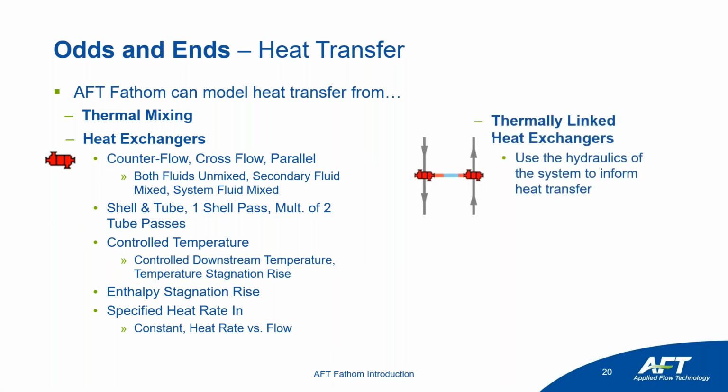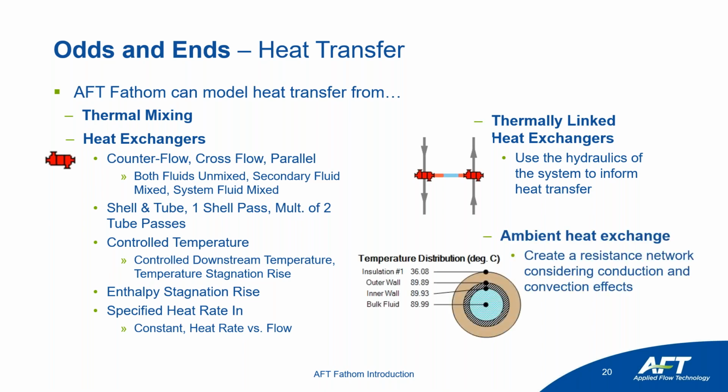You can thermally link heat exchangers. So let's say you have 2 different fluids, or maybe you're recycling heat within your system. You can link those together. And again, it'll use the hydraulics to determine how much heat rate is going to be transferred from one to the other. There's also ambient heat exchange, which you can specify for your piping, adding things like insulation, creating a resistance network, conducting through the pipe, through the insulation, and then the convection both outside and inside the pipe.